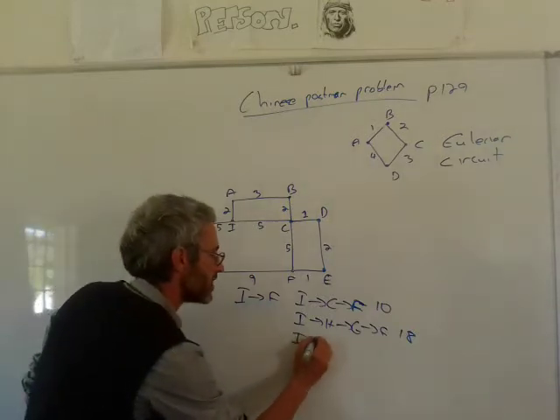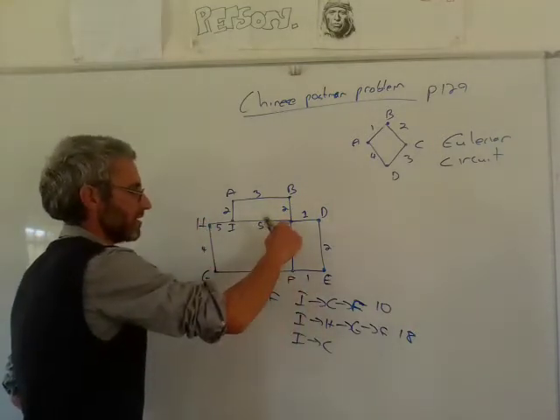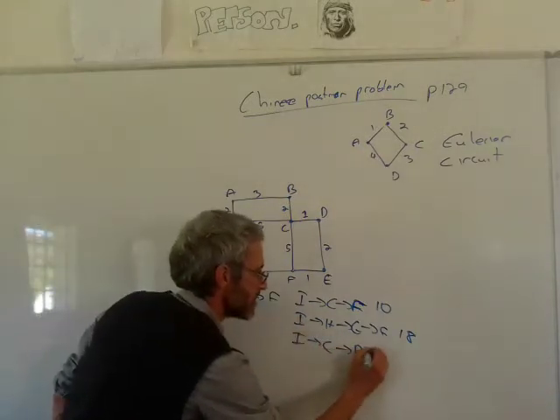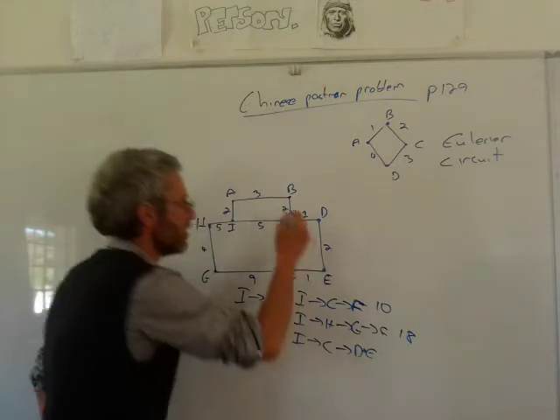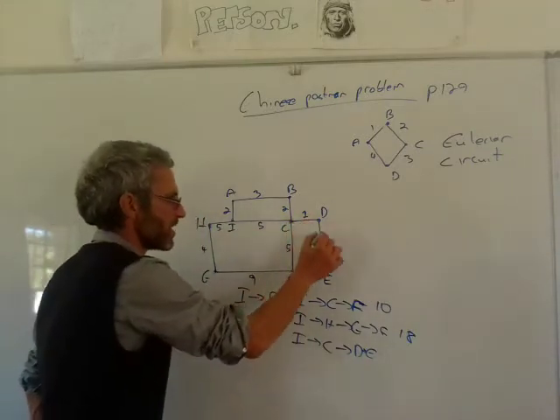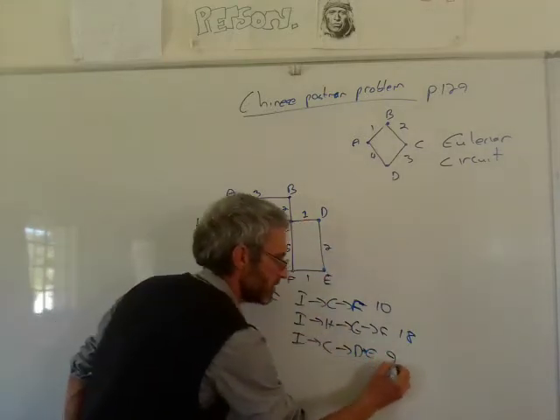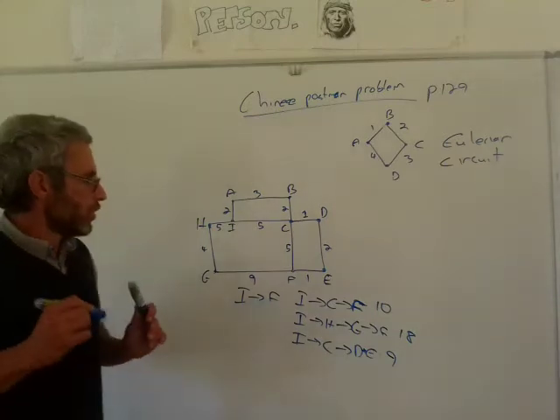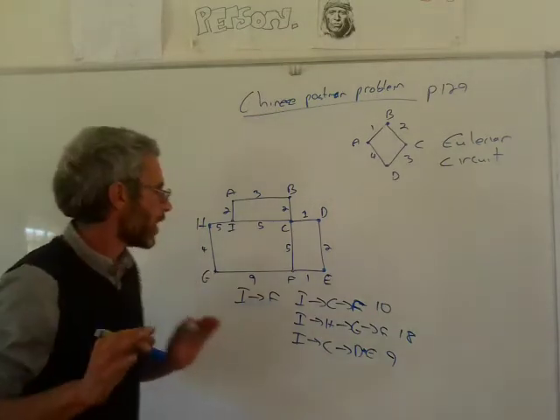I can go from I to C. Then how do I get to F? To D to E. Okay? So that will be 5 plus 1, 6, 8, 9. And that's less than 10. Okay? So, what do I do now?